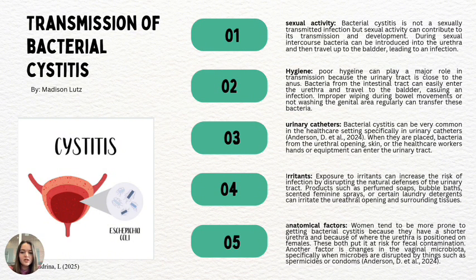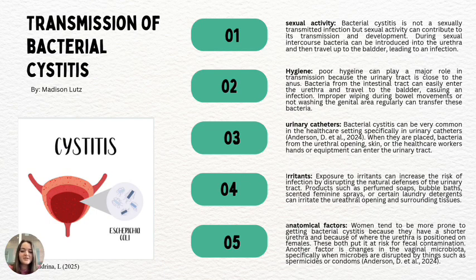Fourth is irritants. Exposure to irritants can increase the risk of infection by disrupting the natural defenses of the urinary tract. Products such as perfumed soaps, bubble baths, scented feminine sprays, or certain laundry detergents can irritate the urethral opening and surrounding areas.